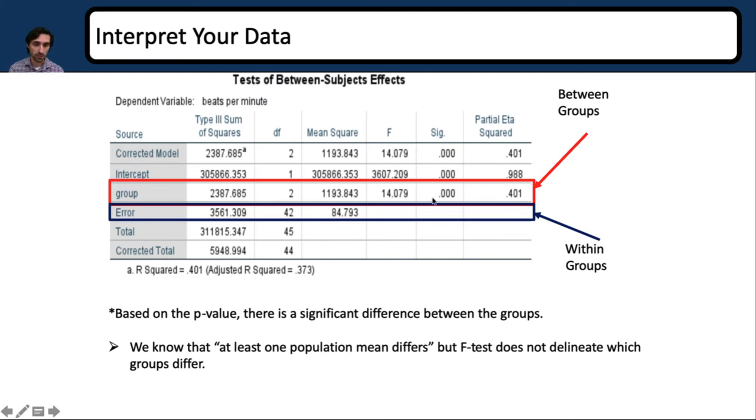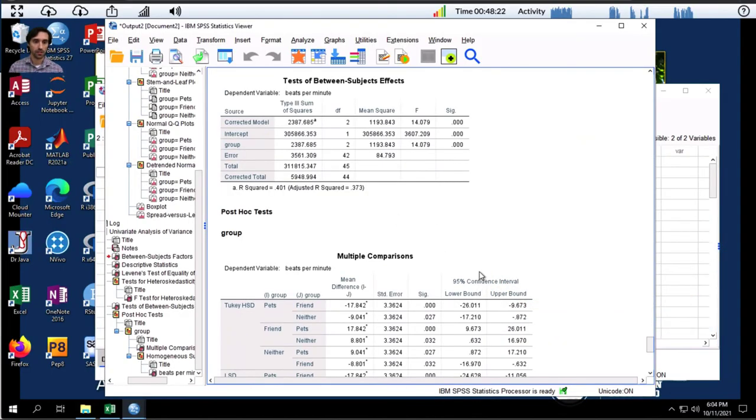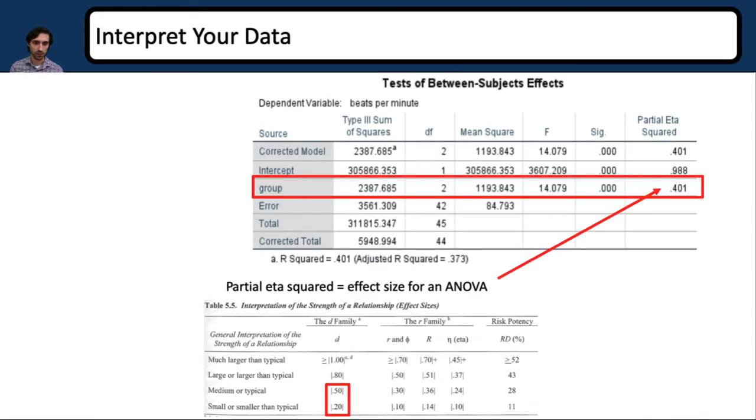From this information, and this is what we just looked at, I did not hit partial eta squared. I apologize for that. We just left it at that. But we know that at least one of the population means differs. Again, this F test does not tell us which one. So what do we look at? We look at the post hoc.